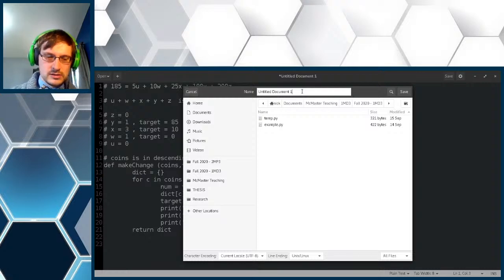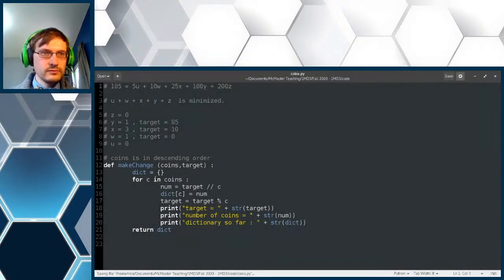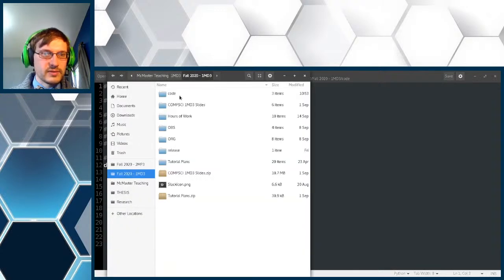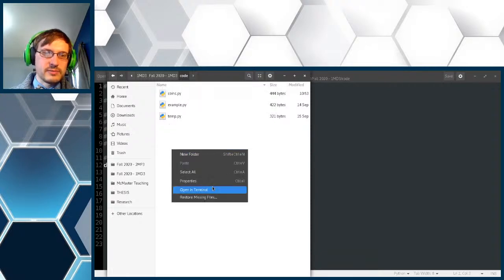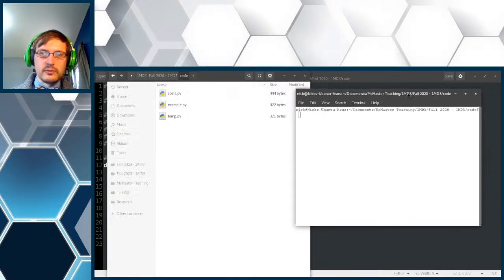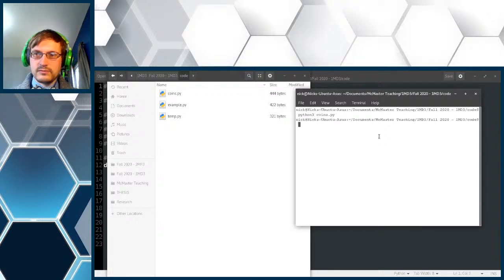We'll call this coins.py. Let me just open up that. There we go. Let's open this up in the terminal, and we can execute it. python3 coins.py. There we go.